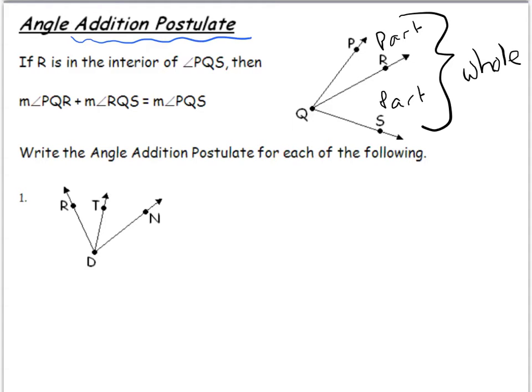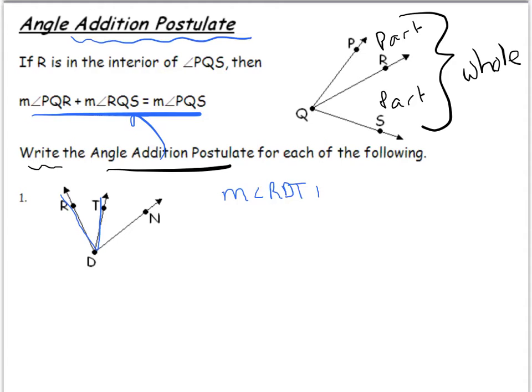All right, so there's going to be some scenarios where we're just going to simply ask you to write out the angle addition postulate. That is what we're asking for right here. I want to know what angle plus what angle equals what angle. So first part simply is just angle RDT. So we have the measure of angle RDT. And if we add it to the measure of angle TDN, it should give us the measure of angle RDN. Part plus part equals whole.